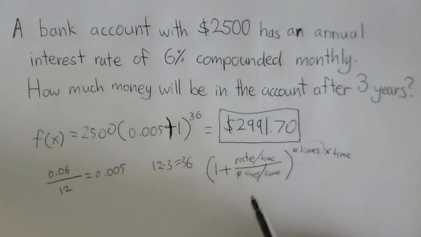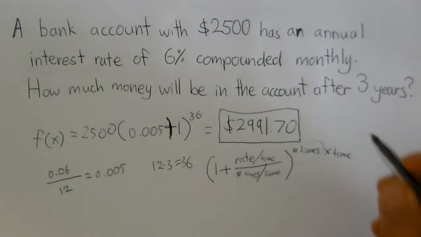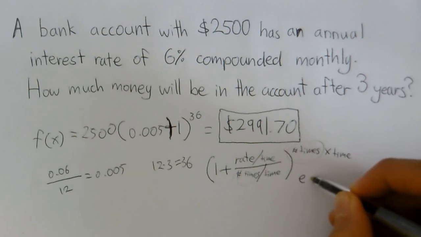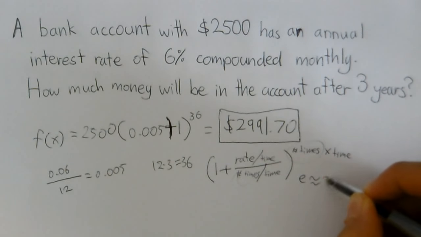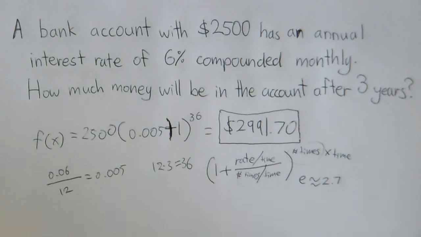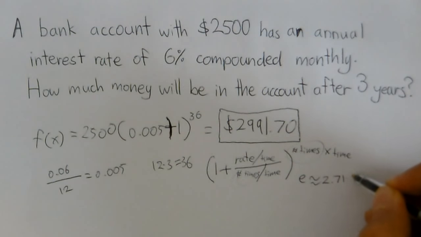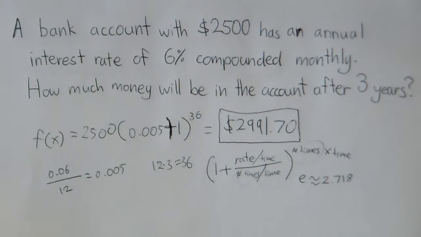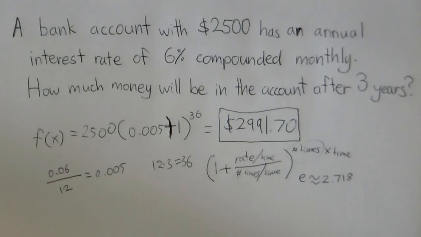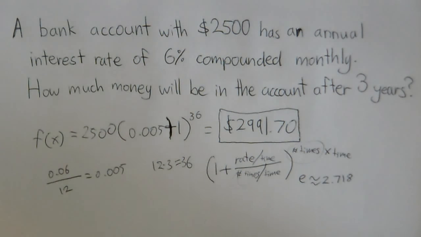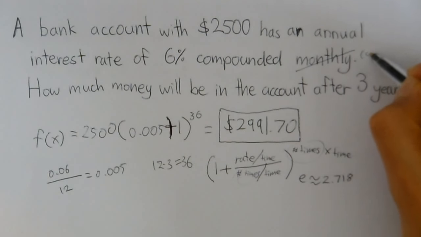Now, as the number of times increases, the number will approach a certain value, which we call e, and it is approximately equal to 2.718, and we can try this question again, but assuming that it is compounded continuously.